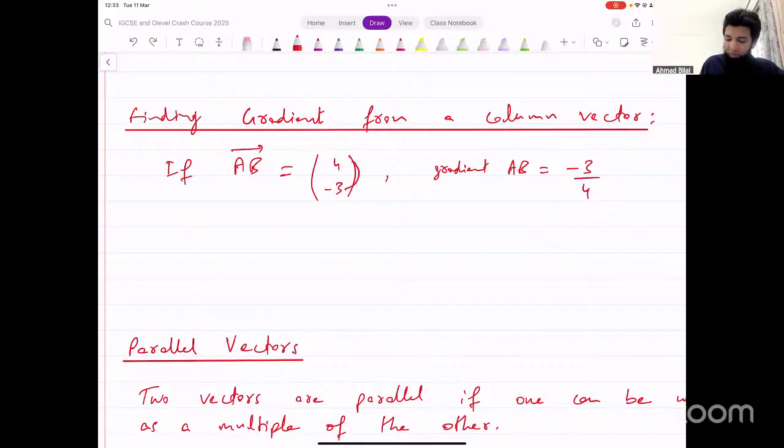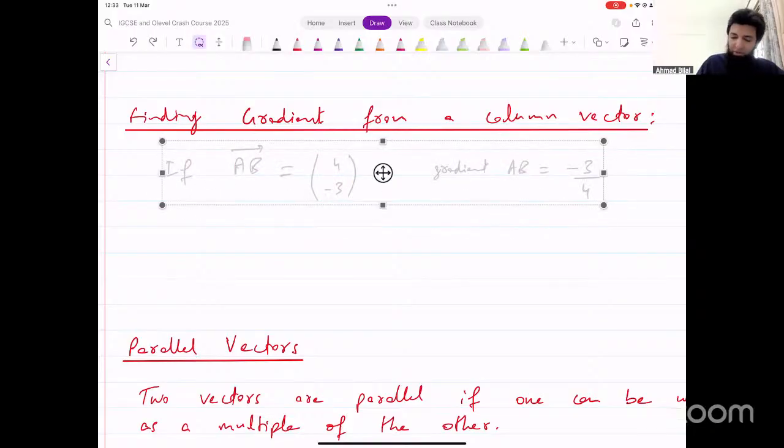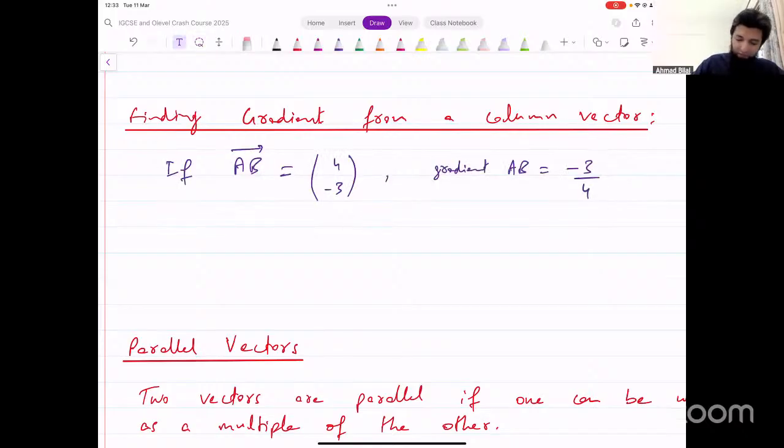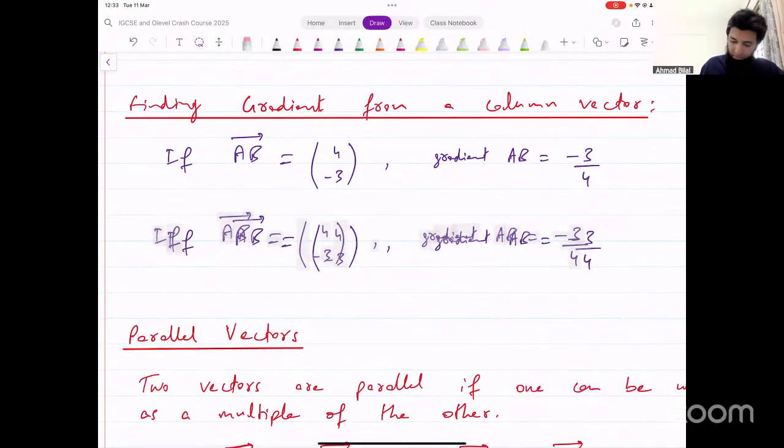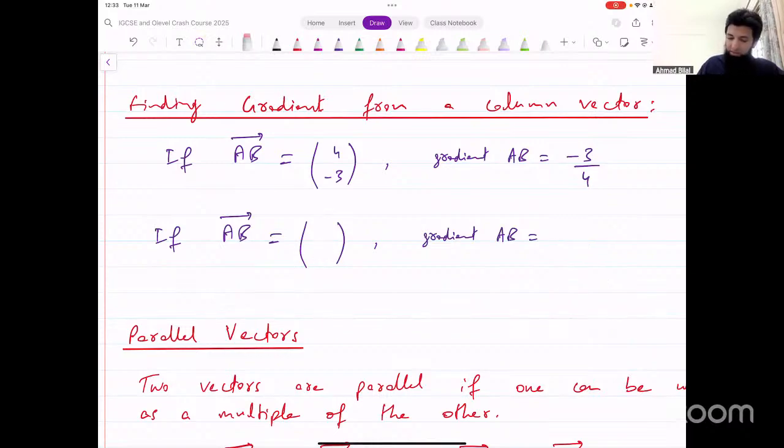You just divide the y component by the x component, and we can generalize this. This is a specific example, but whenever we have a vector in this form, if vector AB is (x, y), then the gradient of AB is given by y over x. We just divide the y component by the x component, and that gives us the gradient of that line.